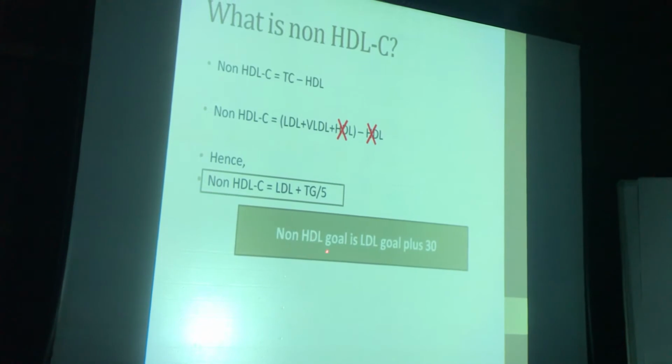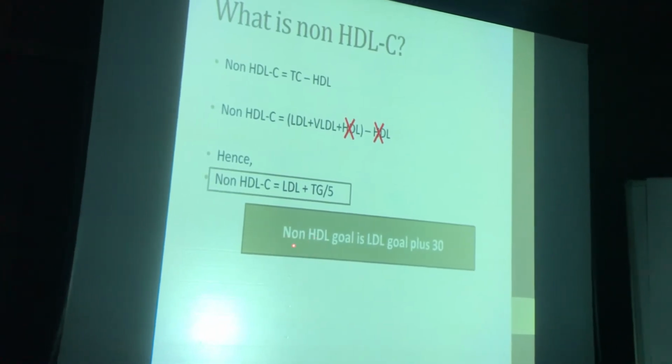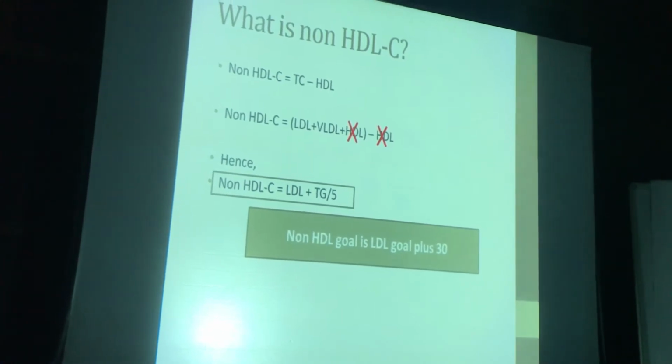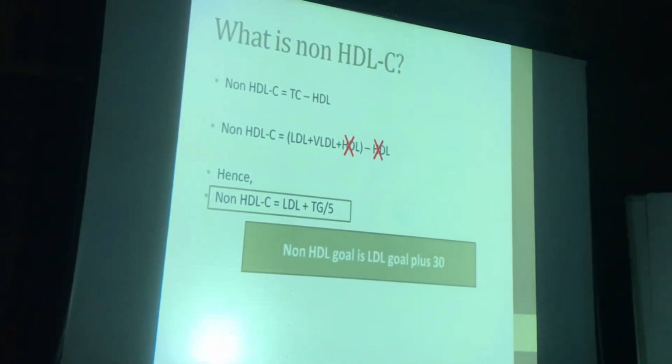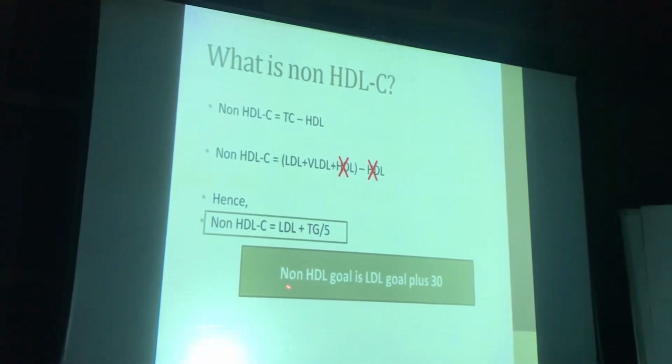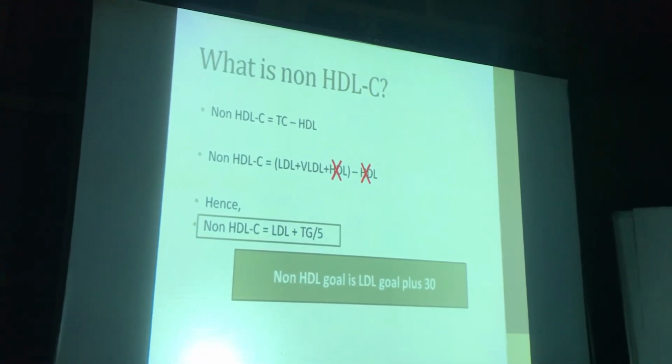So the non-HDL cholesterol goal is 30 milligrams more than that of the LDL. Though the goals have been excluded, still for reference to discuss it, the non-HDL level is 30 milligrams more than that of the LDL.